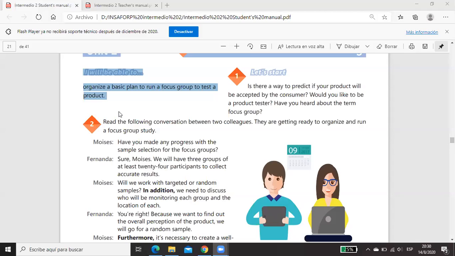All right. Now, can you read the cycle, please? The objective for today. Organize a basic plan to run a focus group to test a product. Okay. Very good. Very good.